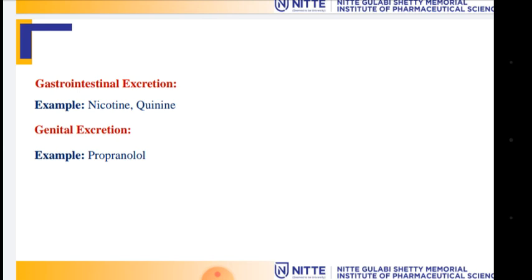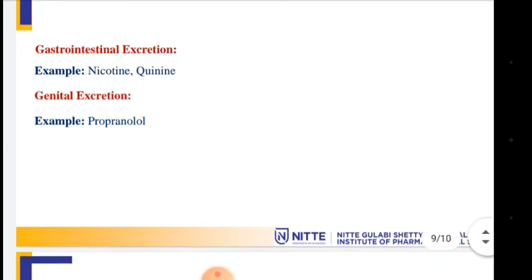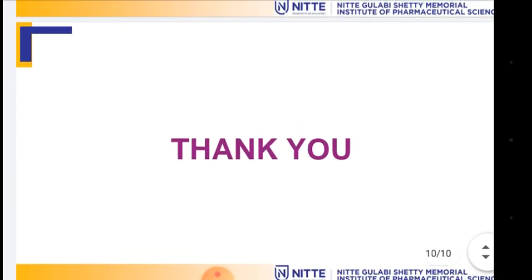And the last type of non-renal excretion is genital excretion. The reproductive tract, genital secretion and semen may also contain the excreted drugs. An example is propranolol. Thank you.